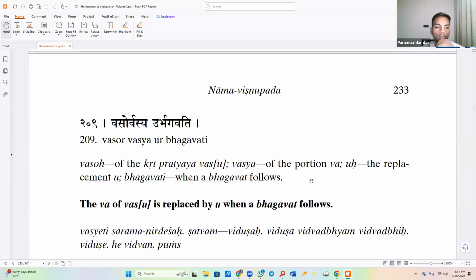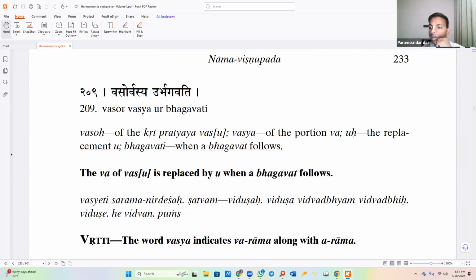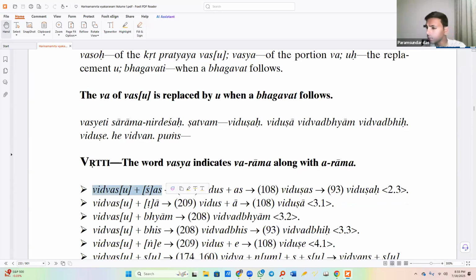Then when Vidvasu plus Shas is there, 2.3, Vasor Vasya Ur Bhagavati. The Va, when it says Va, it means V and A, like Va Rama and A Rama, both of them. So the Va of Vasu is replaced by U when a Bhagavat follows. So Vidvasu plus Shas, Shas is a Bhagavat. So by this sutra, the Va Rama and A Rama are replaced by U.